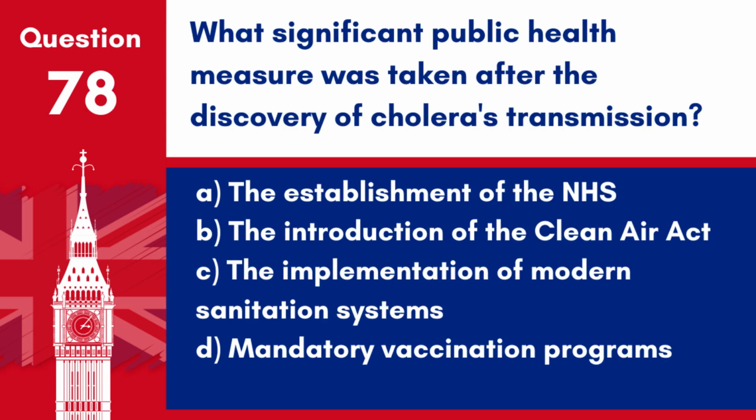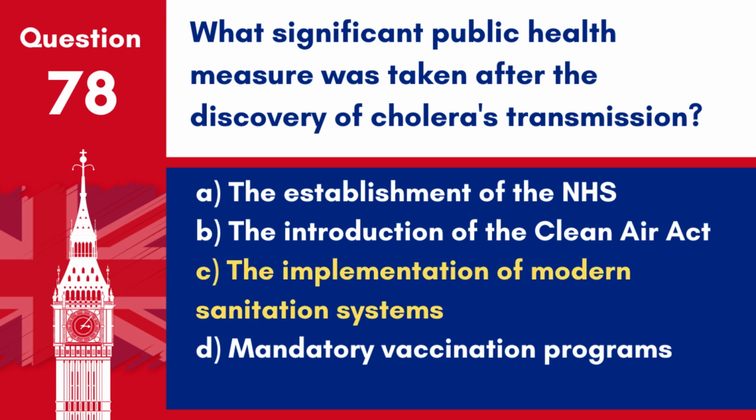Question 78. What significant public health measure was taken after the discovery of cholera's transmission? A. The establishment of the NHS. B. The introduction of the Clean Air Act. C. The implementation of modern sanitation systems. D. Mandatory vaccination programs.